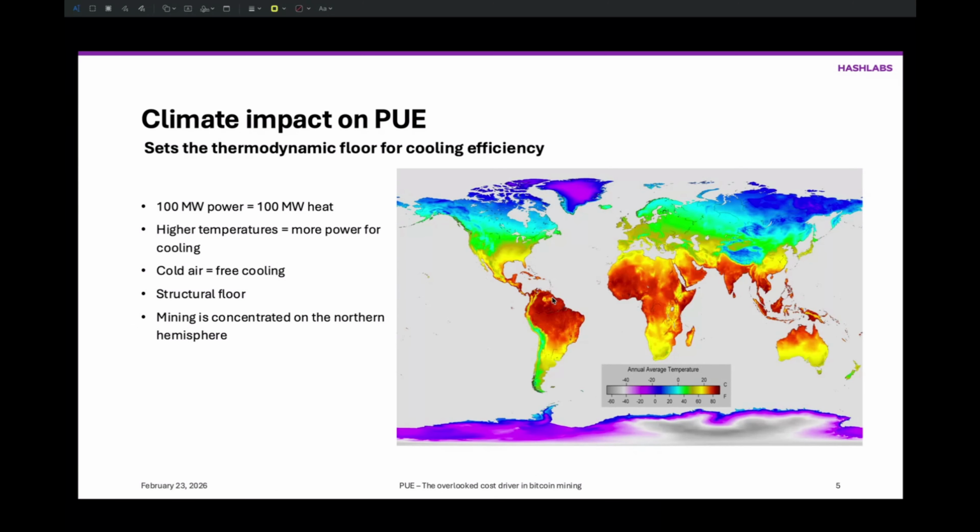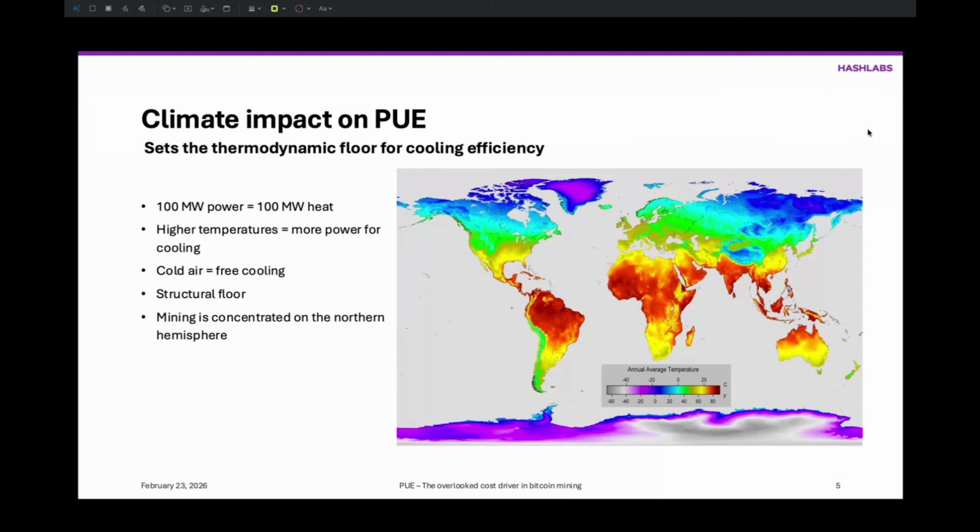So as you can see here, in the Middle East, India, parts of Africa, Southeast Asia, around the equator, it's really hot, and therefore there is little mining going on there. Let's say the Middle East, they have a lot of electricity, but cooling is just so difficult in that desert environment that you really have to have extremely cheap electricity to make up for those cooling problems.